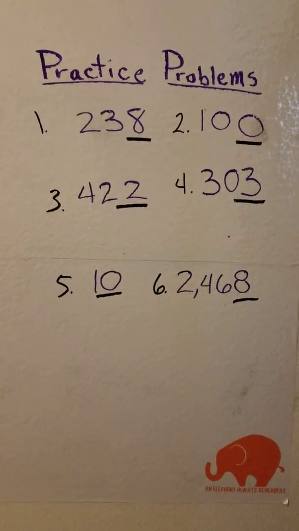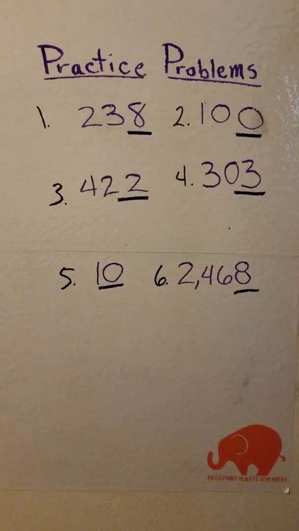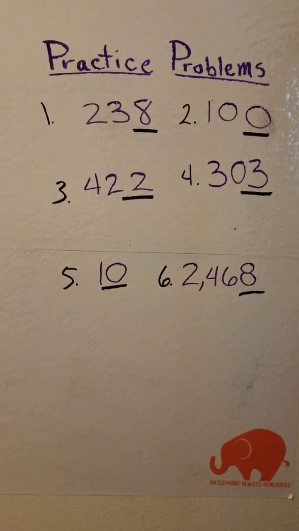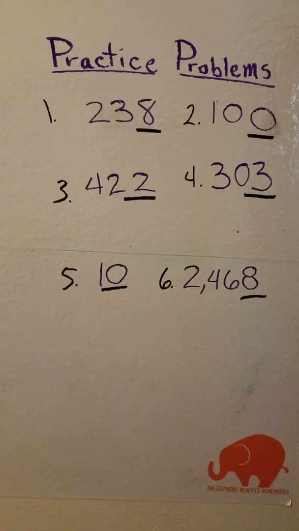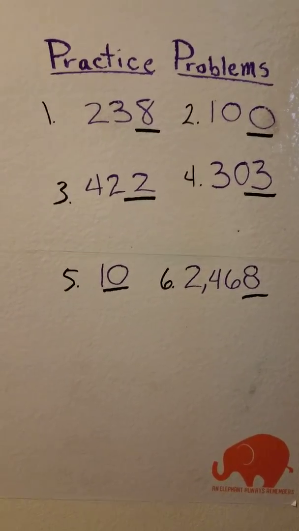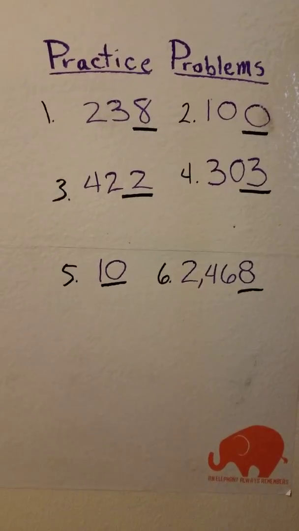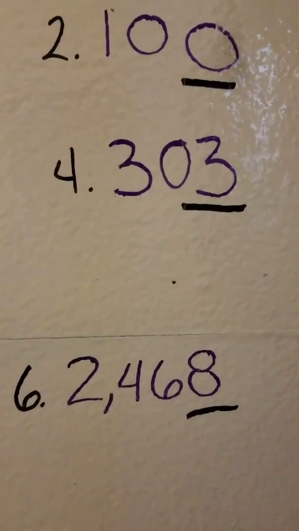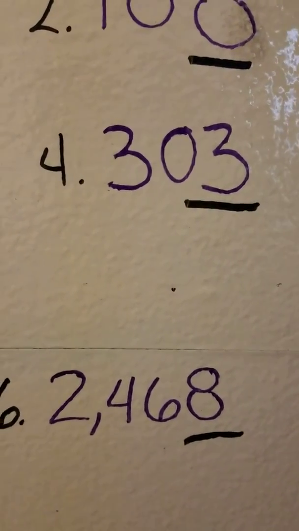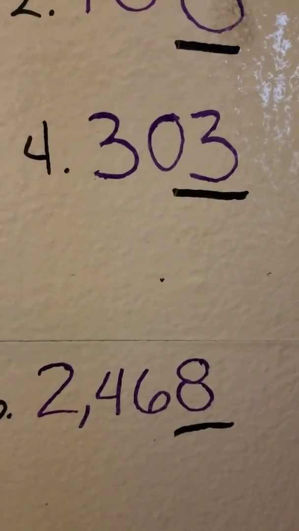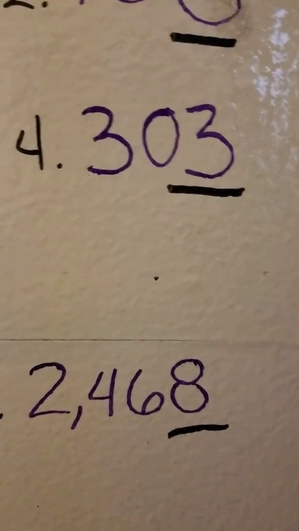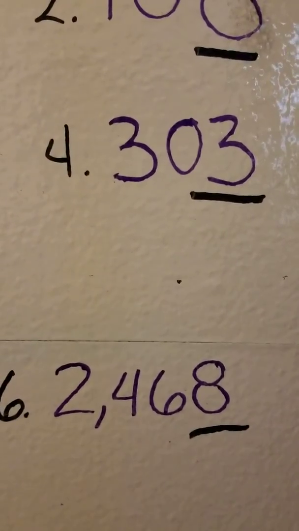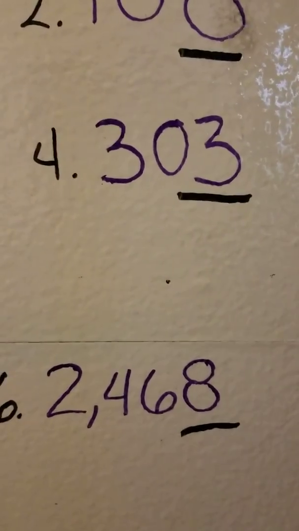Number 3, just a rule of thumb for you guys out there: if the number ends in the number we're checking for divisibility, it automatically is divisible by that number. Since we're checking for the number 2, if the number ends in 2, it is going to be divisible by 2. Moving on to number 4, we have 303. Now this one is a little tricky because remember our numbers are 0, 2, 4, 6, and 8. The number 3 is not included on that list, which means number 4 is not divisible by 2.